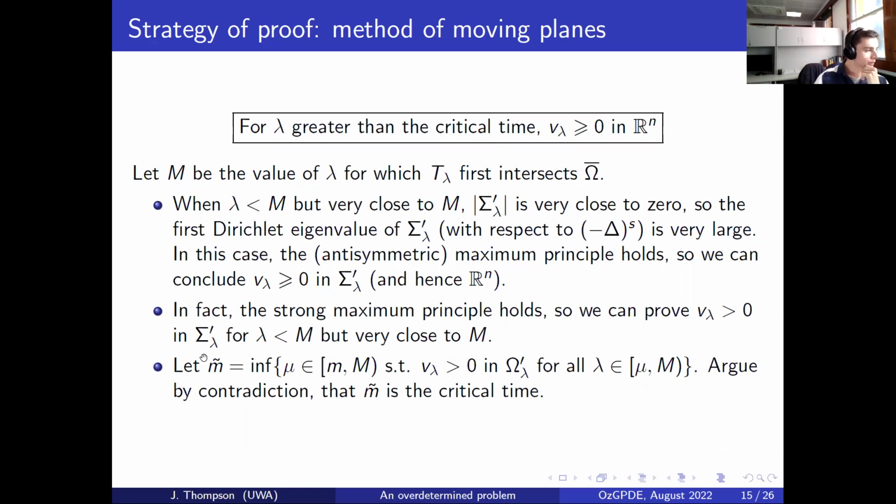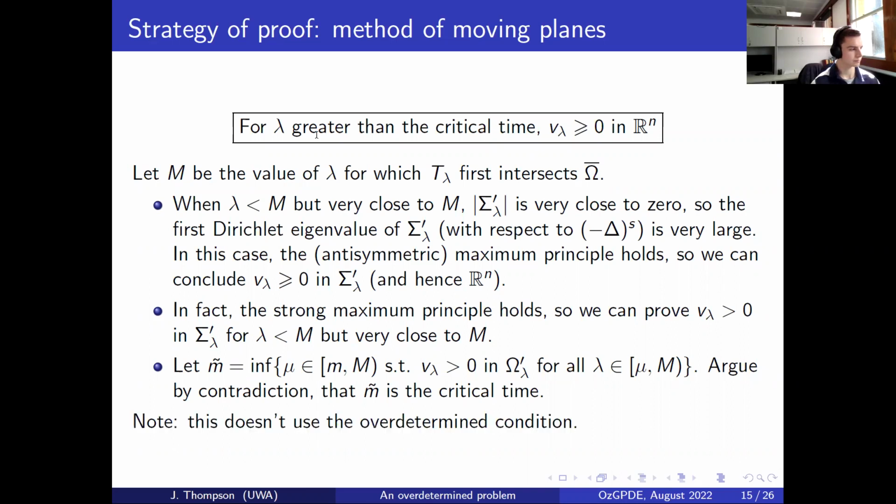And then what we do is we define m tilde to be the smallest value of lambda for which this holds. And then we just argue by contradiction that m tilde actually has to be the critical time. So we get that v lambda is positive for all lambda bigger than the critical time. And this implies this statement up here. So something to note is this doesn't actually use the overdetermined condition at this point. This just uses properties of the PDE.